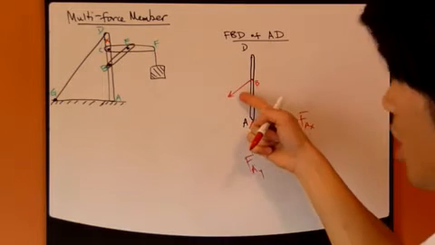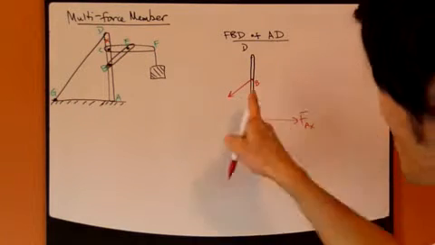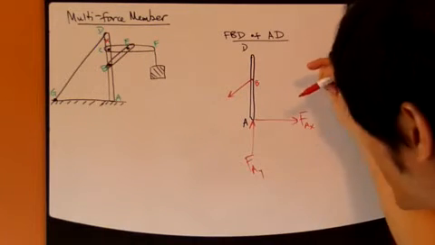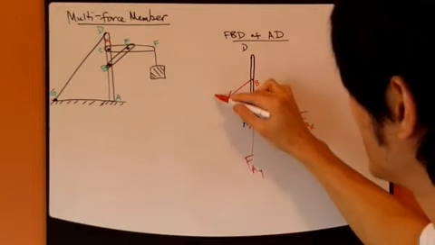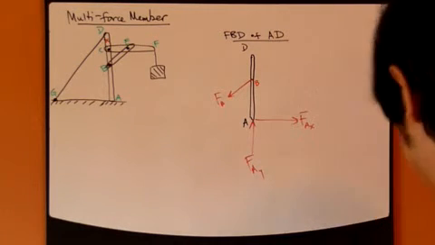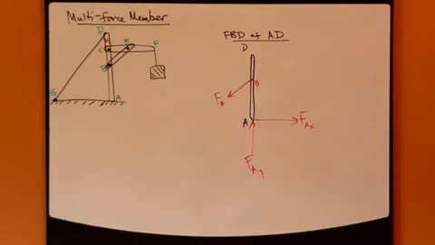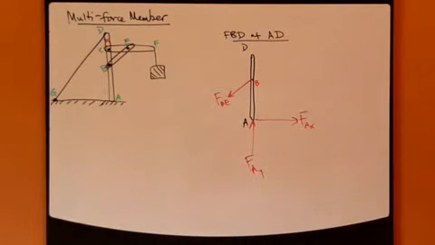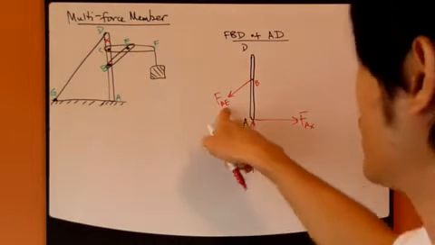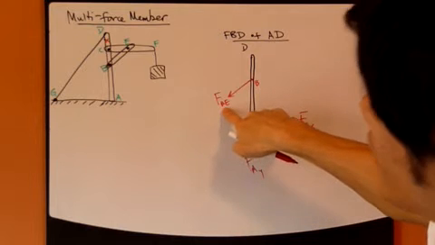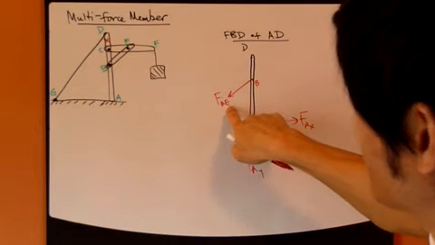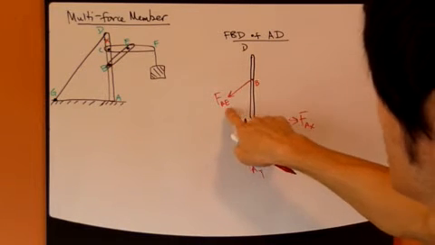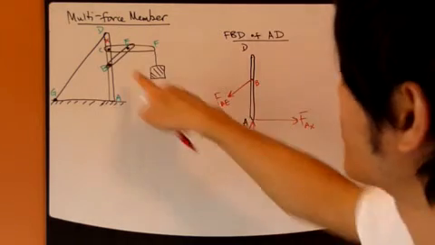Now, I don't know the direction exactly, whether it points down or up. But if you don't know it, just assume it, and call it FB. Actually, I can just call it FBE, to be consistent with my force naming convention, just to signify that this force is pointing along the BE direction.